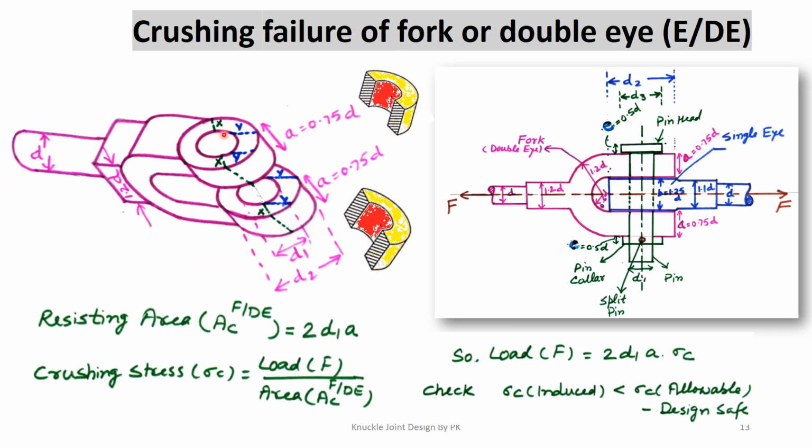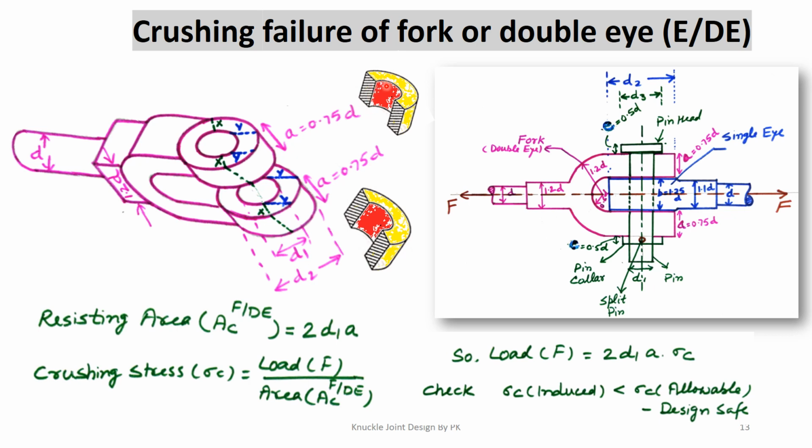Here we see that this portion, between the section X and X, is in contact with the pin on this upper eye. On the lower eye also, on this section X, it is in contact with the pin. This is a cylindrical area whose inner diameter is d1 and whose thickness is equal to a on the upper as well as the lower eye. Because this cylindrical area is in contact with the pin, it can also fail in crushing. Let us analyze this area.